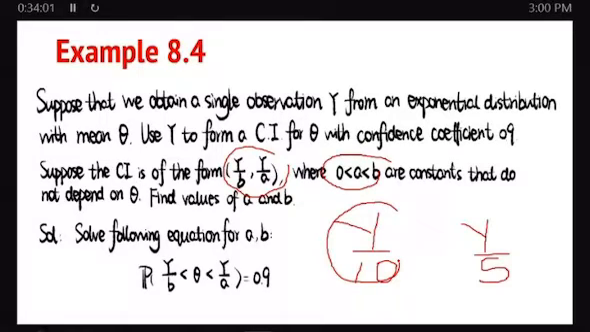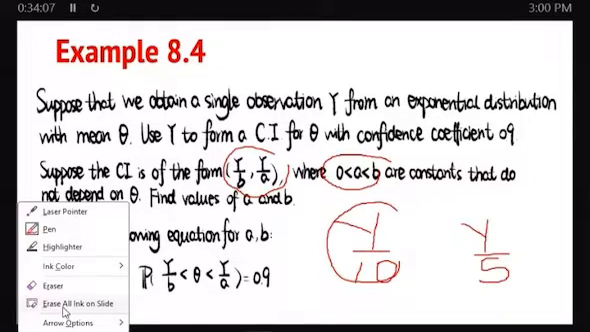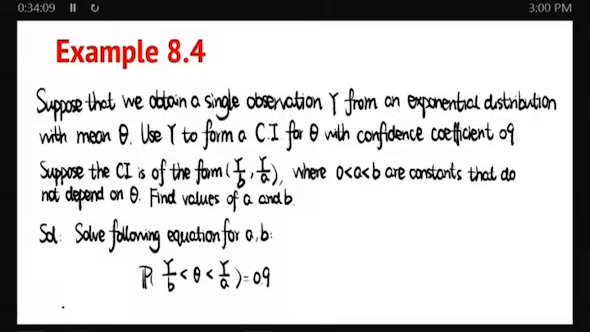Now, a and b are constants that do not depend on theta. Of course, they shouldn't depend on theta. Don't forget, we want to figure out the true value of theta. Therefore, they shouldn't depend on theta. Now, we want to find the values of a and b.